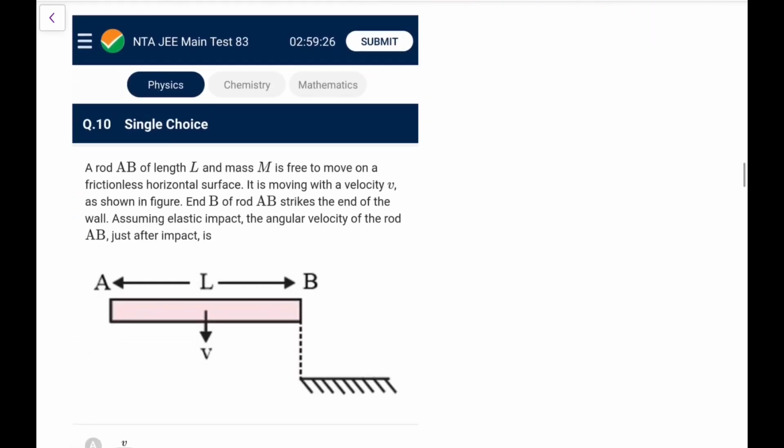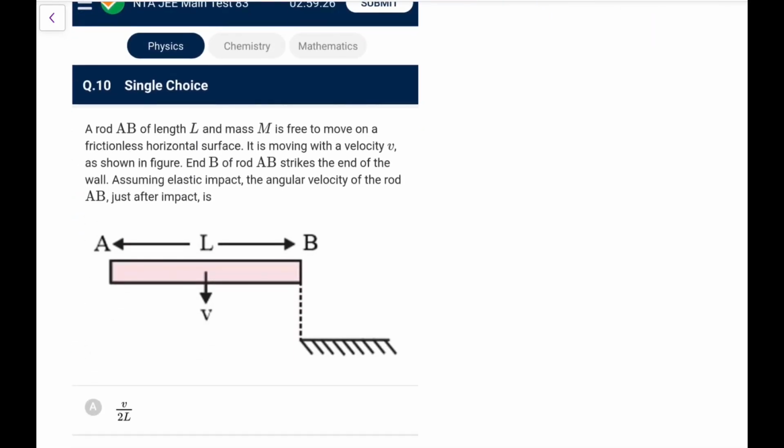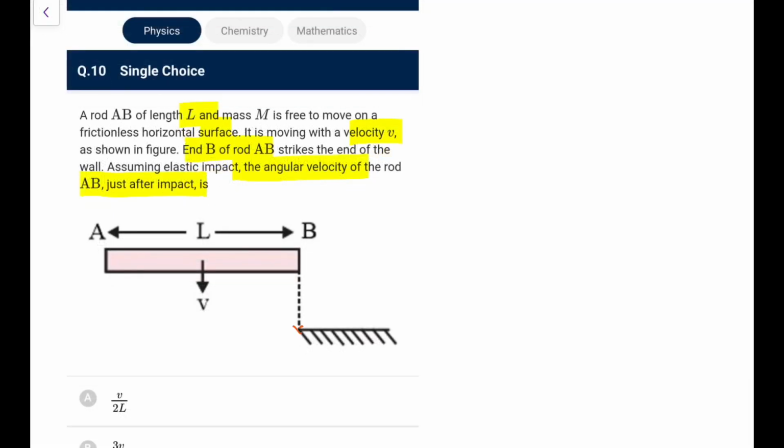Next, we have a rod AB of length L, mass m, free to move on a frictionless horizontal surface, moving with a velocity v as shown in figure, and end B of the rod AB strikes the wall. Assuming elastic impact, the angular velocity of the rod AB just after impact will be. First of all, we'll apply conservation of angular momentum about this point, because the impulses will act about this point, so their torque will be 0. So L initial just before collision and L final just after collision must be the same. Initially it is translating, so it is mv L by 2, because this separation is L by 2.